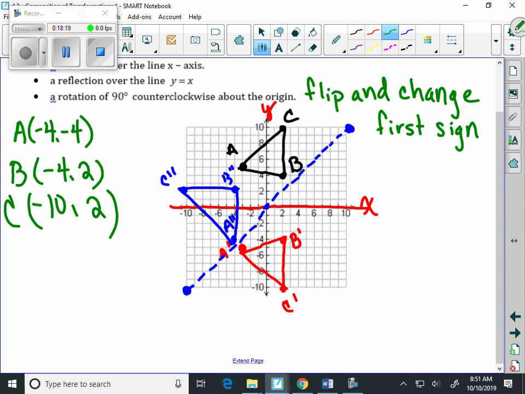And as we take a look at this one, what we're going to do is flip and change the first sign. We're going to flip and change the first sign for each point. And then we're going to finish by graphing.